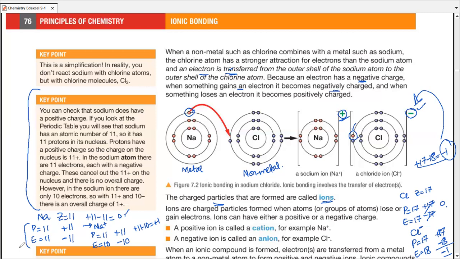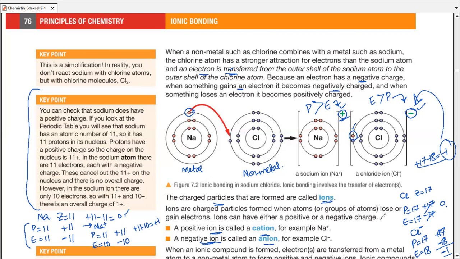Either they have more protons than electrons. If that happens, they have a positive charge. It has more protons than it has electrons, hence a positive ion. And if it has more electrons than it has protons, then it is negatively charged. Again, it's an ion. It's a negative ion then. So a positive ion is called a cation, and a negative ion is called an anion.